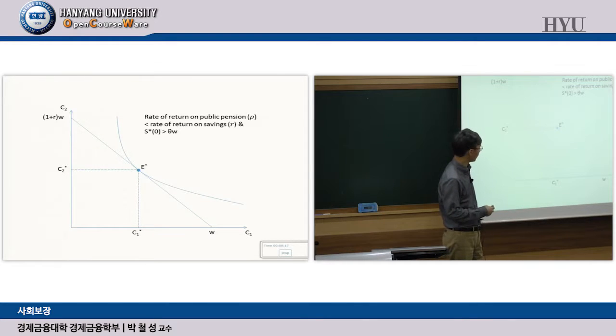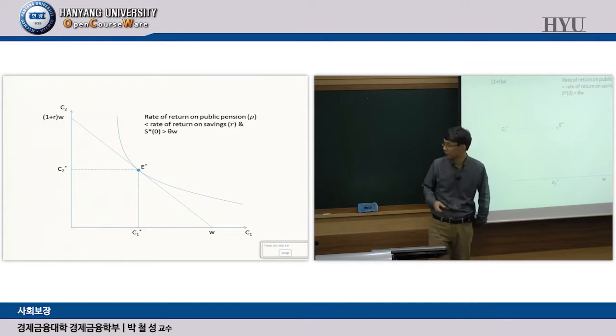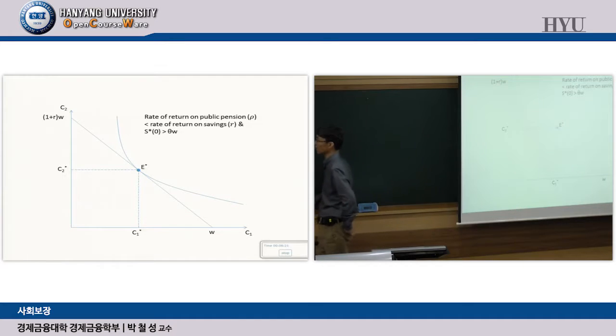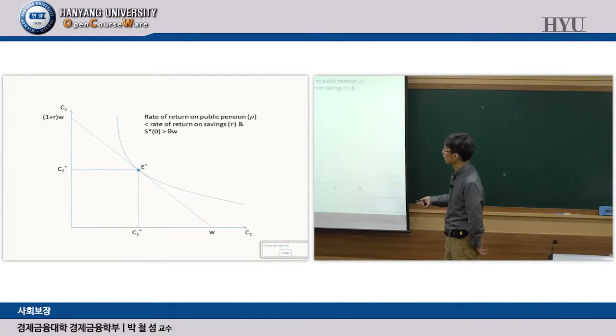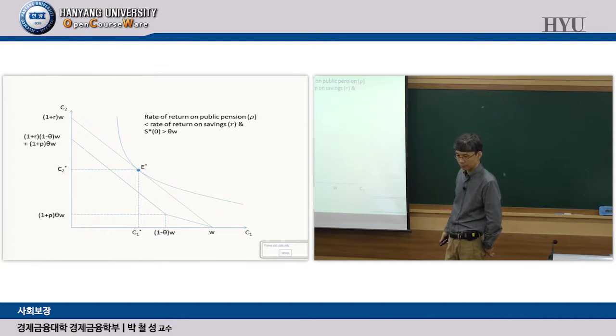So before we assumed that the rate of return to pension and savings are the same, but now let's assume that the rate of return to pension is smaller. So what does it mean? It means basically, here, this is before the pension exists. Now we have a pension, but it gives you a lower rate of return than the R. So it means that the diagram will change like this.